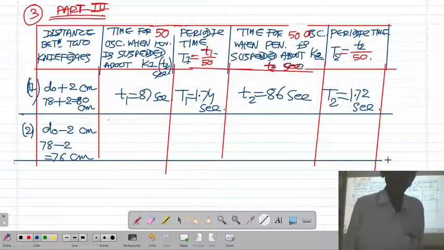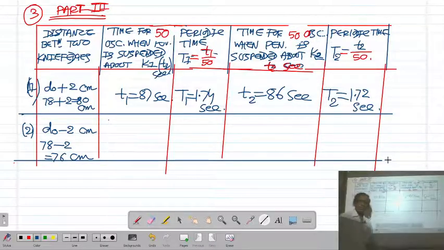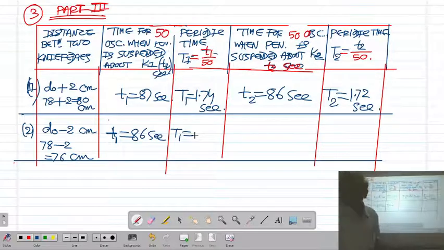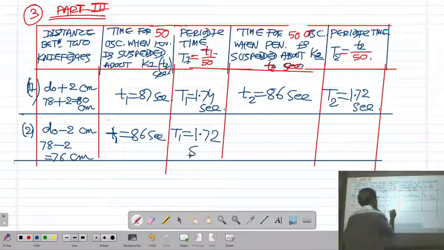Procedure, you know very well how to take the observations. Set the distance between two knife edges D0 minus 2, 78 minus 2, 76 centimeter. Suspend the pendulum about knife edge K1 near to the wooden bar. Measure the time for 50 oscillations. Suppose it is 86 seconds. So periodic time T1 about knife edge K1 will be 86 upon 50, 1.72 seconds.